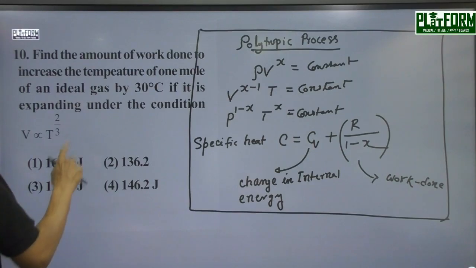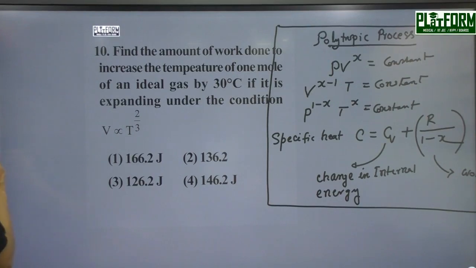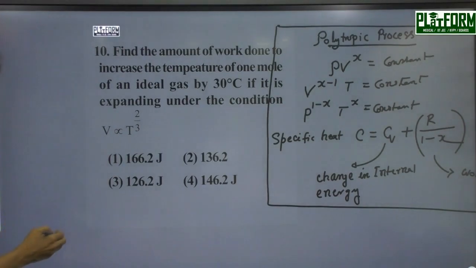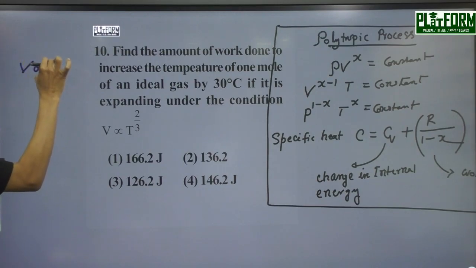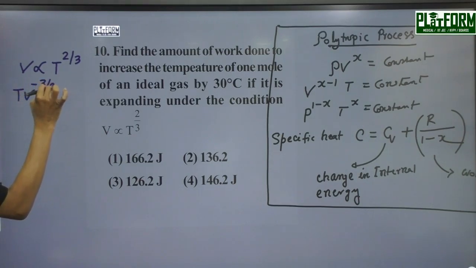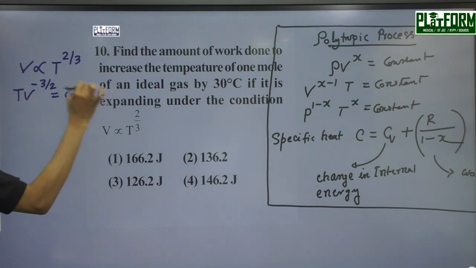And if we solve this problem, it becomes very simple. In the problem given, V varies as T to the power 2/3, and when rearranged, we can say T V to the power minus 3 by 2 equals constant.